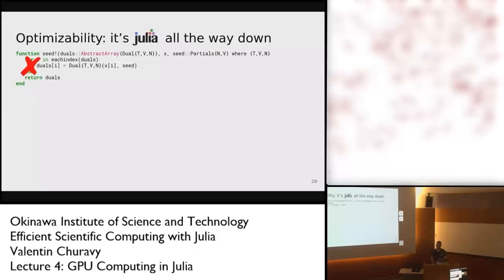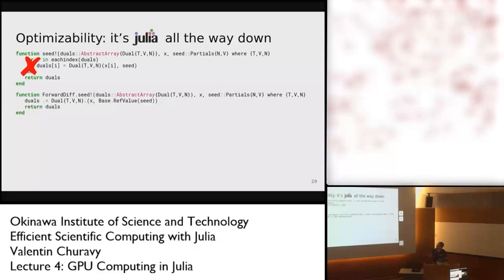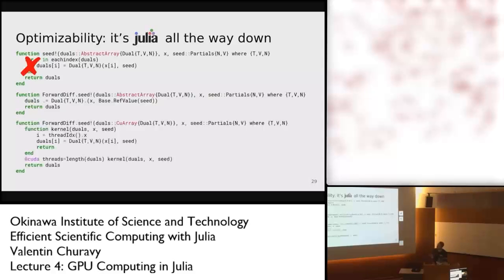What can we do? We don't want this. We can either replace it with a broadcast implementation, or we can go a step further and provide a specific override for CuArray and say, for CuArray, don't use the broadcast implementation because it's slightly less efficient. Use this kernel to do the calculation directly.